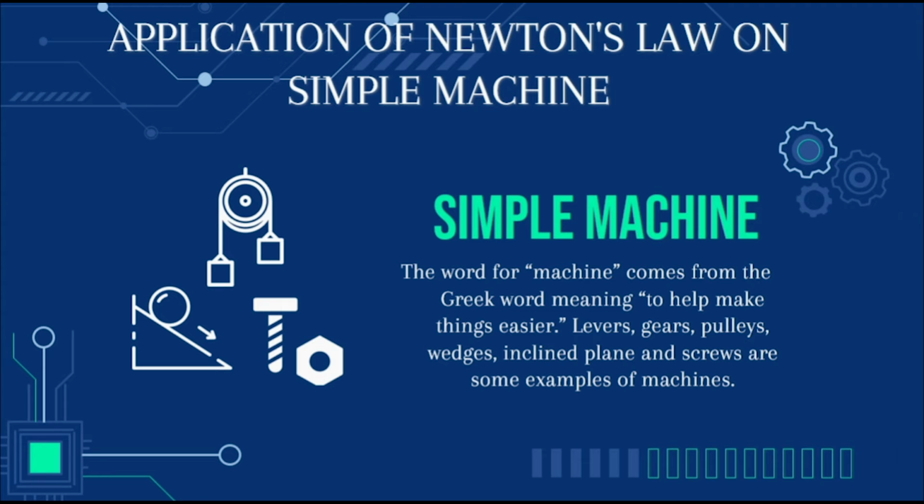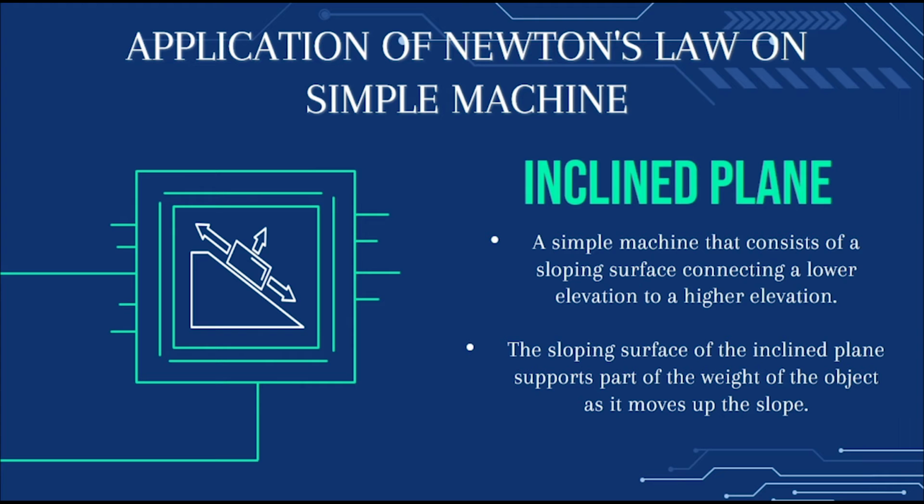For today's lesson, we're only gonna focus on the inclined plane and the pulley. Let's start off with the inclined plane. An inclined plane consists of a sloping surface that connects a lower and a higher elevation together. Additionally, the object's weight will be supported by the sloping surface as it moves up. Ramps, slides, and stairs are a few of the inclined planes found in our daily lives. Roadways connected to a higher surface such as bridges are also plausible examples.